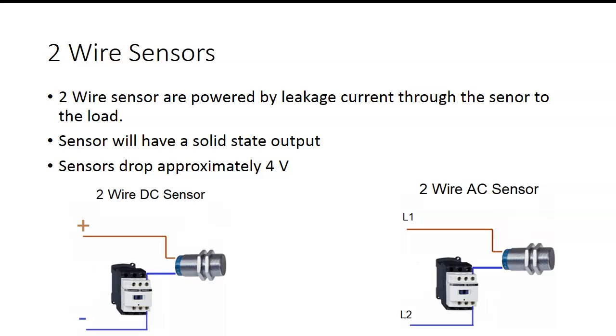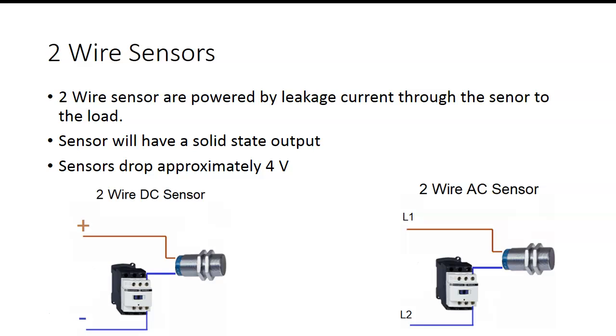These are 2-wire sensors. So 2-wire sensors, we don't worry about that. And if it's DC, you got to honor this. If it's a DC sensor, you got to make sure the brown wire goes toward plus, and then the blue wire goes toward the load.